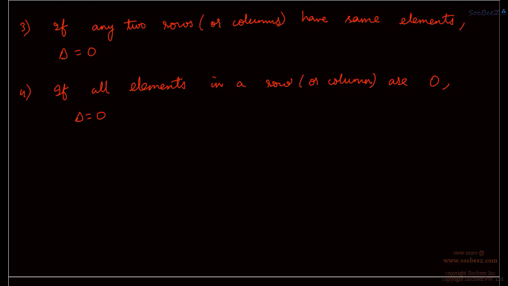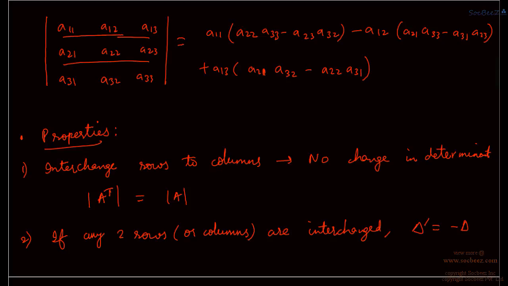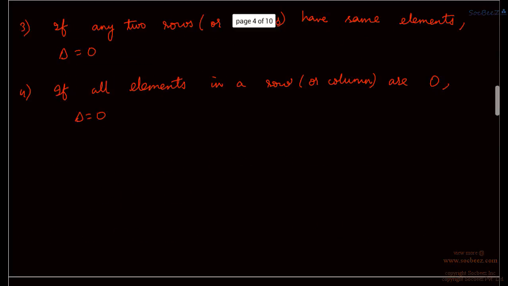Right? Because while expanding, we will take that row and expand using that row. And as you can see, the determinant is nothing but that element multiplied with its cofactor. So, since the element itself is 0, we'll get the determinant also as 0. Okay. Now, this property is a very nice one.